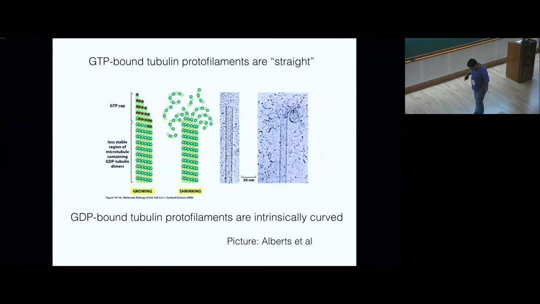What we know is that GTP-bound tubulin protofilaments are relatively straight. This is what the textbook models tell us. So this is a straight GTP-bound protofilament, and the cap would keep this protofilament straight. When the GTP hydrolyzes to GDP, the protofilaments would start curling. There is a bend, and the GDP-bound tubulin will curve, so this will be in a curved state. This is the EM picture of this, and this is something that we know.